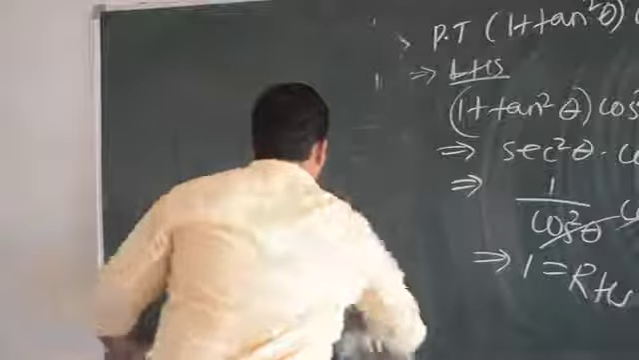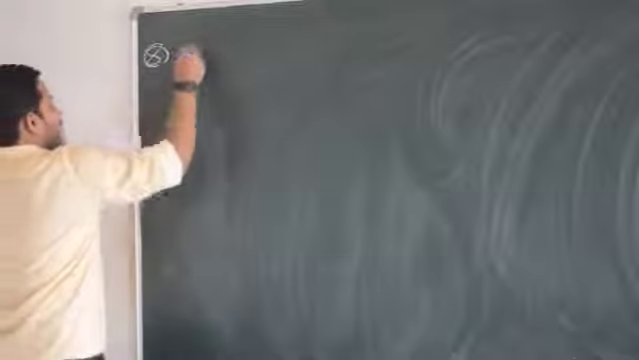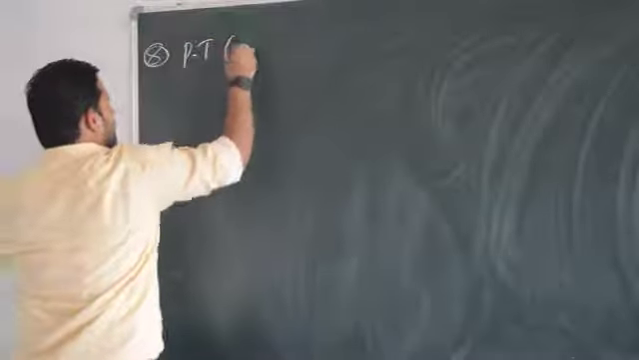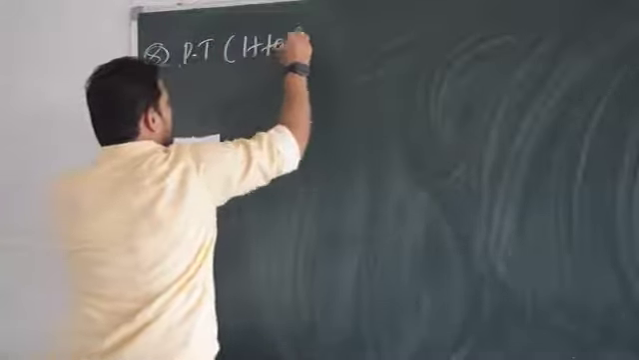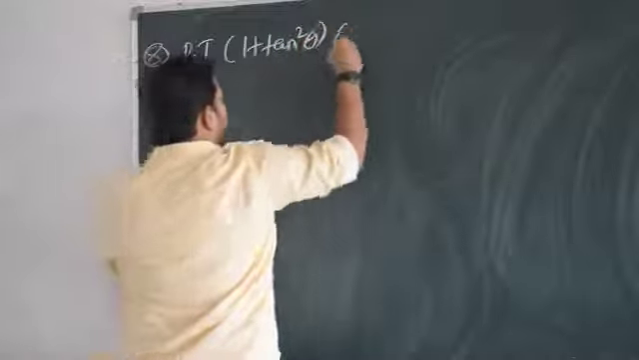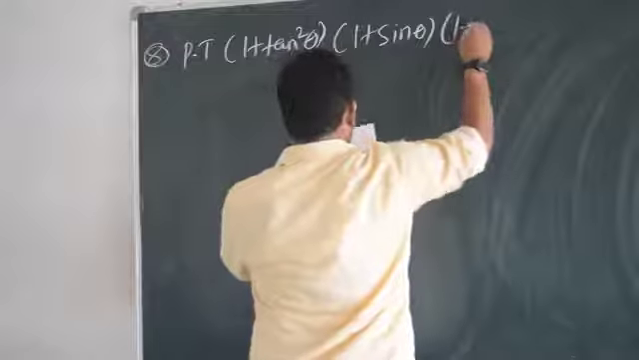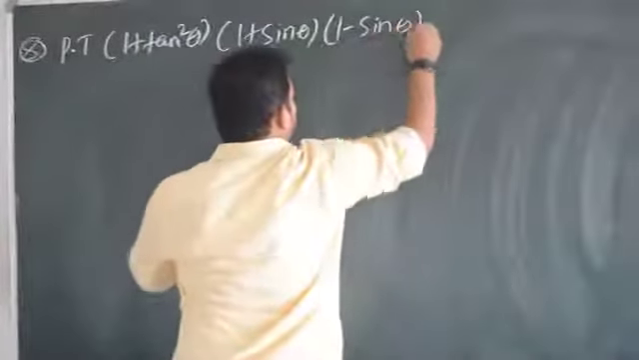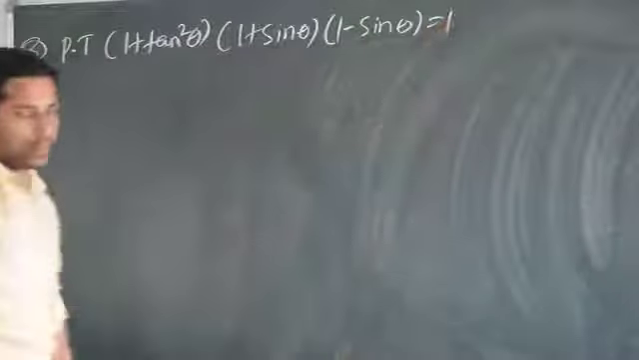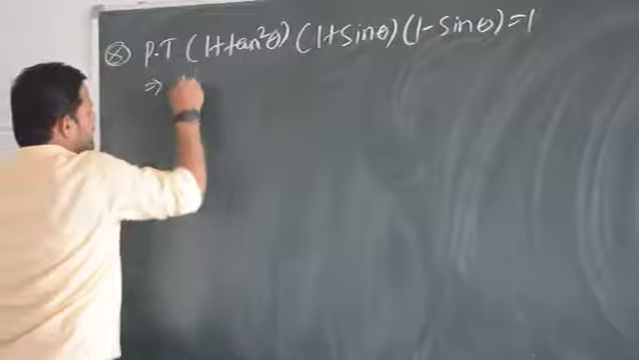Okay, fine. Now let us take some of the interesting questions. These are the simple questions, right? Let us get into some interesting questions now. What is the 8th question? Okay, see this. Prove that 1 plus tan square theta into 1 plus sin theta into 1 minus sin theta is equal to 1. Okay, let us take LHS again.